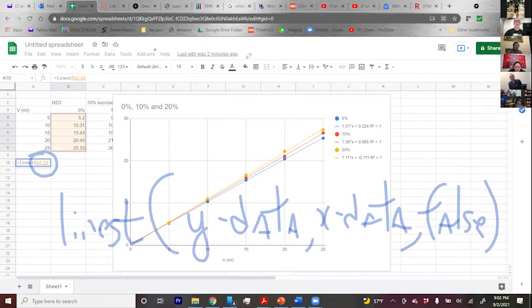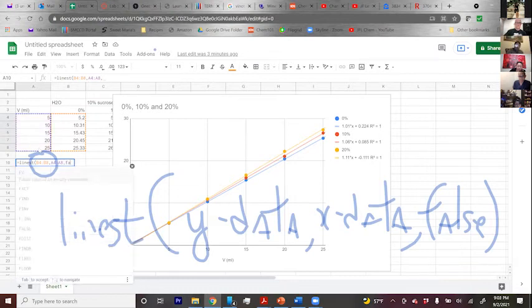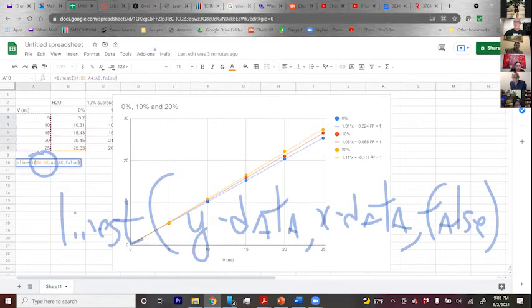So there's my Y data. I put a comma, and then I tell it where the X data is. The X data is always going to be the same because everyone has the same X data. It's 5, 10, 12, 15, 20, 25 mils, right? Comma, false. And then parentheses, fill in my bracket. And then I just hit enter.